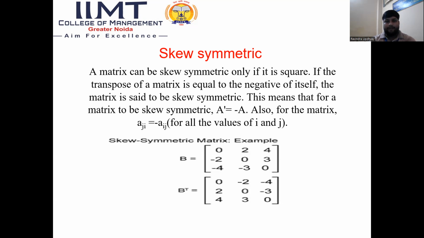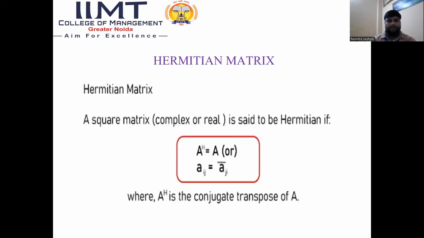For an example, B equals the matrix 0, 2, 4, minus 2, 0, 3, minus 4, minus 3, and 0. Now we transpose B and get 0, minus 2, minus 4, 2, 0, minus 3, 4, 3, 0. If we raise the minus sign before the transpose, we get the original matrix. Then we can say that this is a skew symmetric matrix.